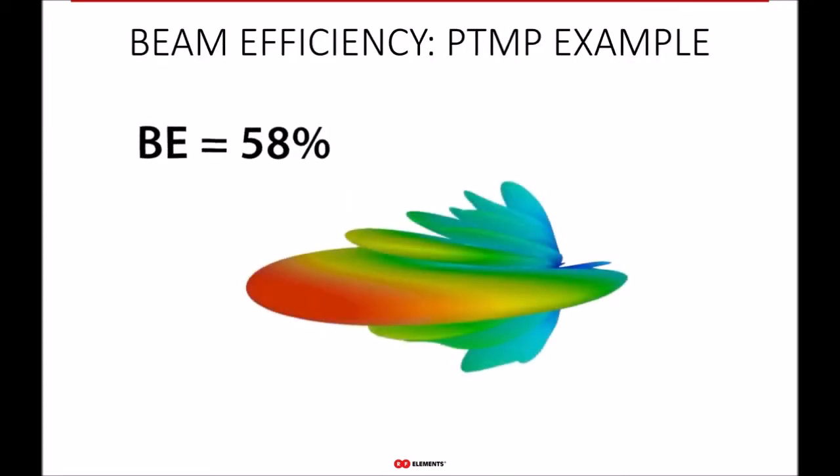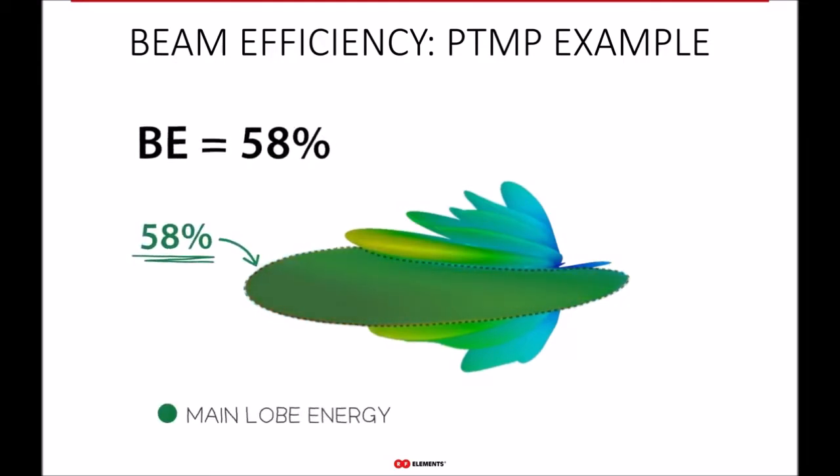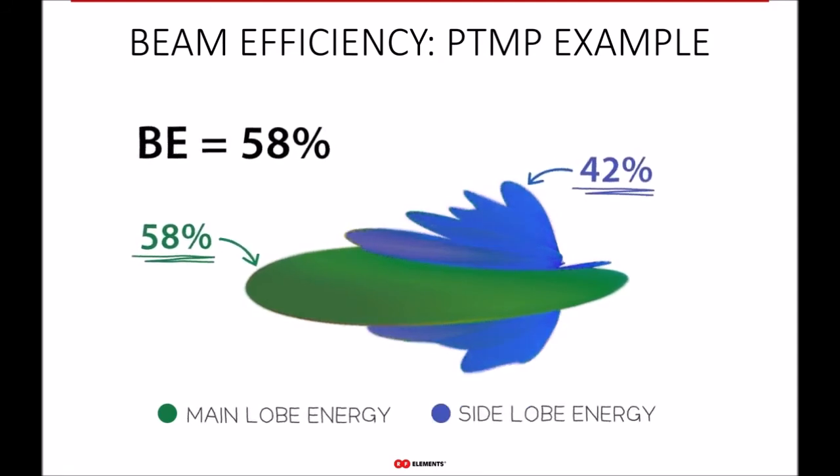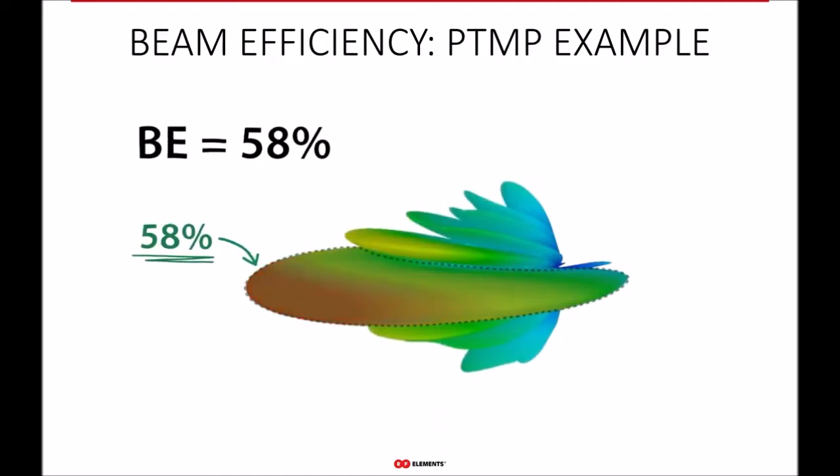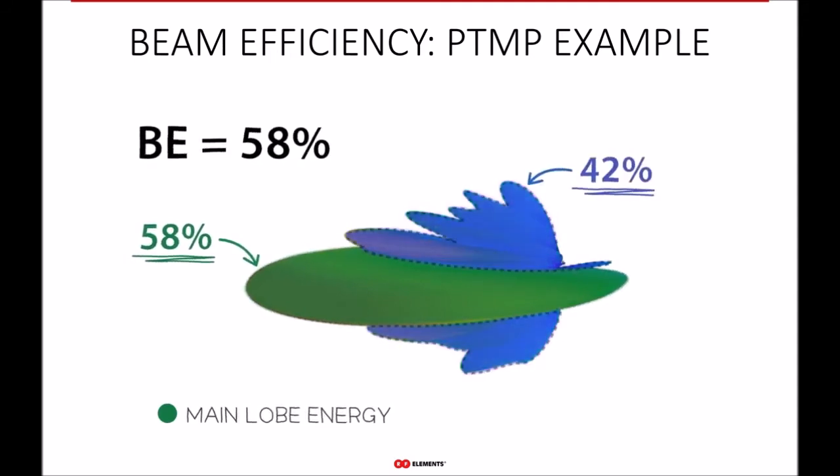Here we're looking at a radiation pattern of a traditional sector antenna. So if its beam efficiency is 58%, the 58% is the power that the antenna radiates and that goes into the main lobe. So the remaining 42% therefore must be in the side lobes. Note that we highlight all the side lobes.